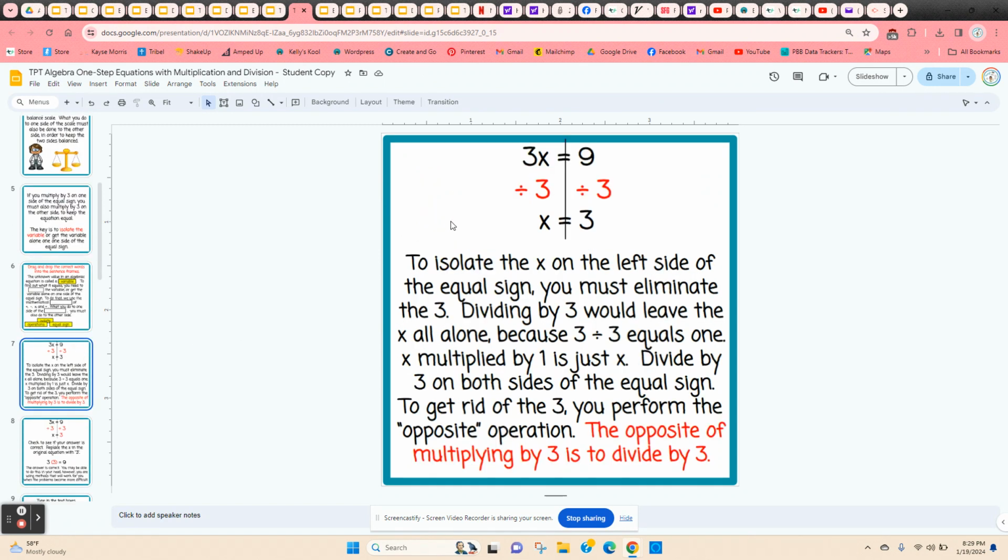Now I'm going to start with multiplication, and it gives an example of how to isolate that x. So we have a 3x. We want the x to be alone. We're going to do the opposite operation. So this is multiplication. The opposite operation would be division. So if we divide by 3 on both sides of the equal sign, we'll get the answer x equals 3.